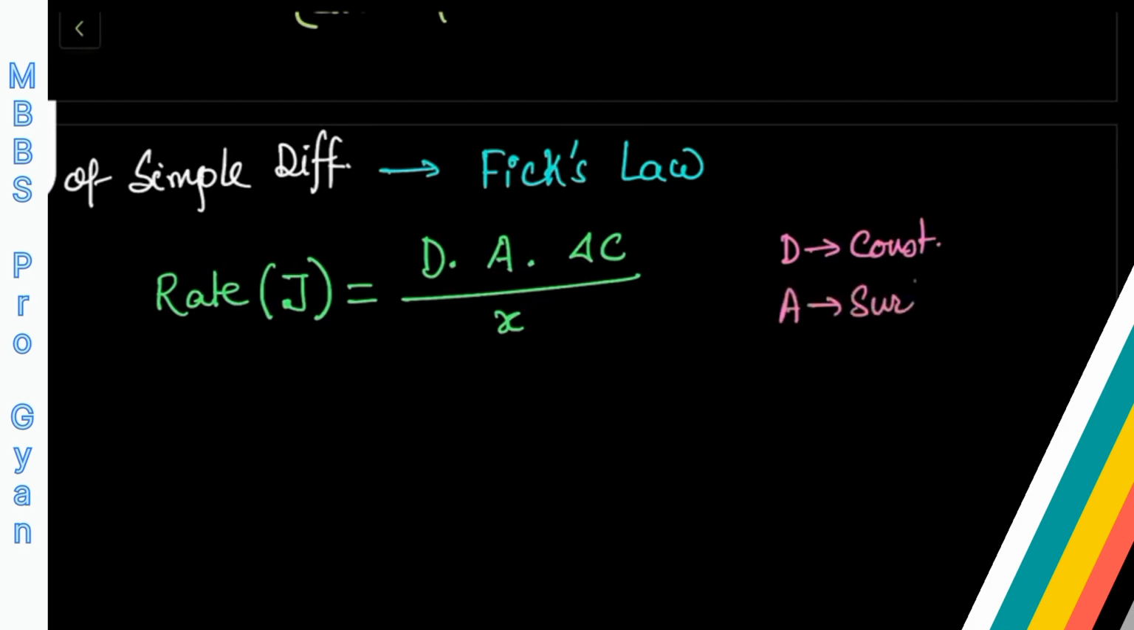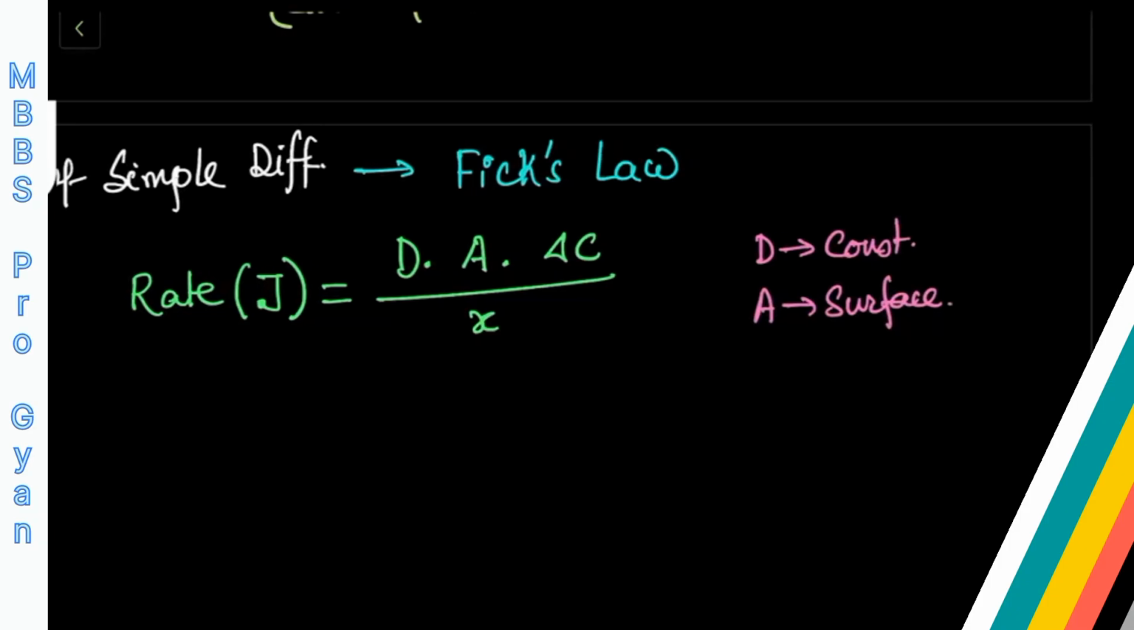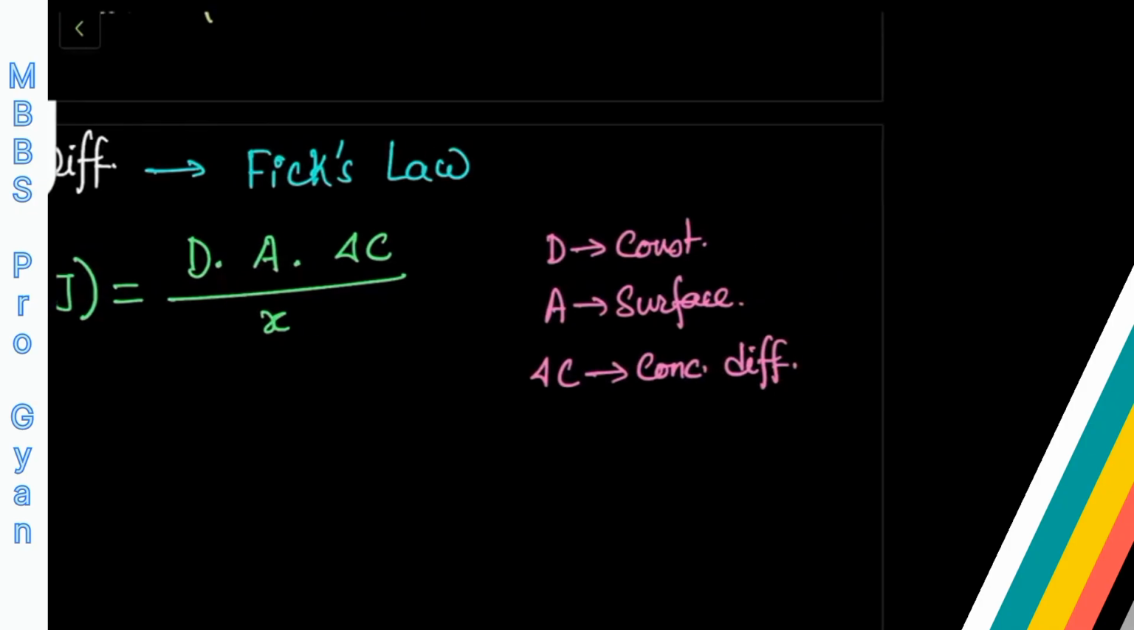A is the surface area of diffusion through which the diffusion is occurring. Suppose you are thinking of alveoli, oxygen and carbon dioxide transport. So what is the total surface area of the alveoli? That is the A. Delta C is the concentration difference or concentration gradient between two sides of the membrane. Like for example, in the previous A and B side, what is the difference of concentration?